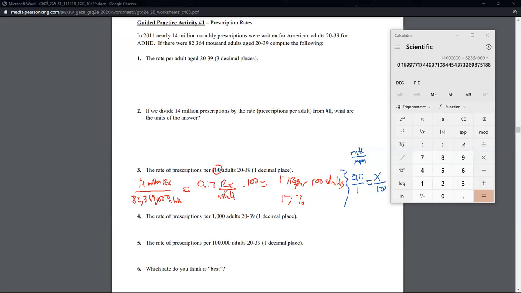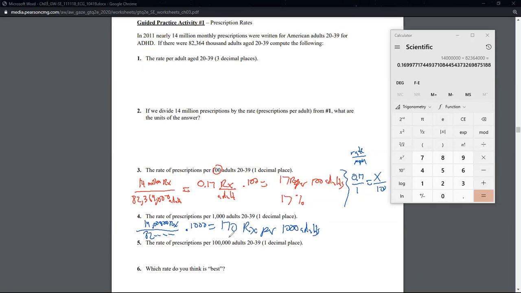So per 1,000, you just take the 14 million prescriptions and divide it by the 82 million, which ends up being that same number, but then you're going to multiply it by 1,000 instead. The same idea, you can set up your proportion and take a long time and get the answer, and you end up with 170 prescriptions per 1,000 adults.